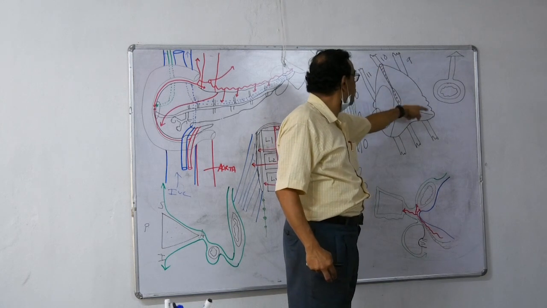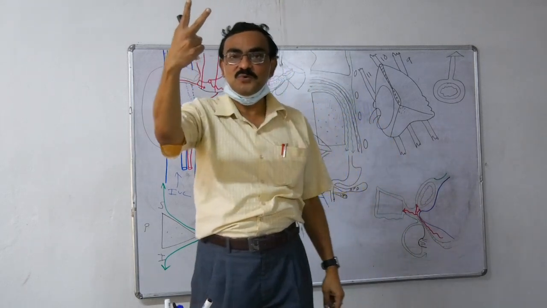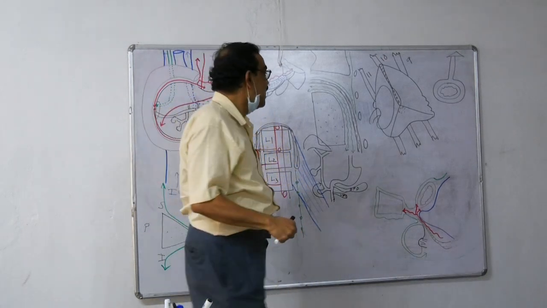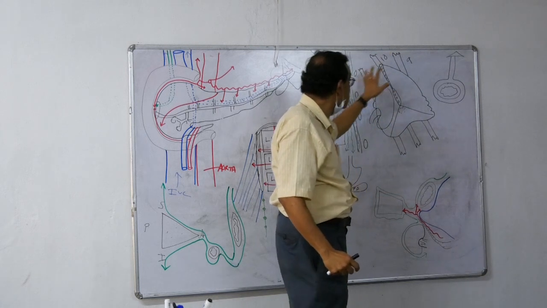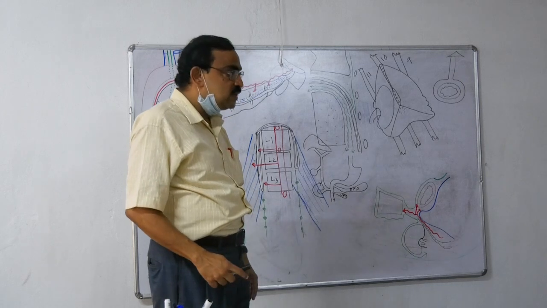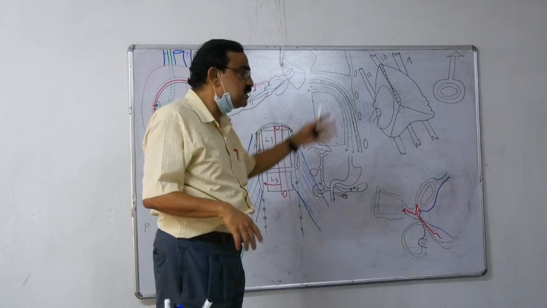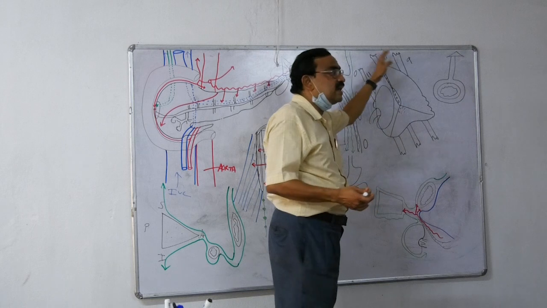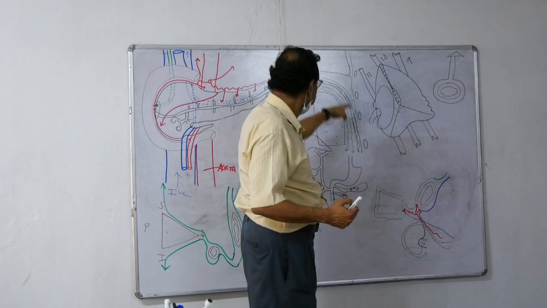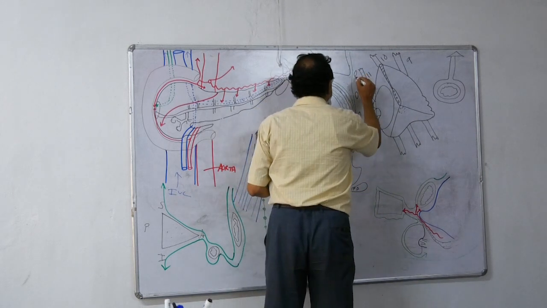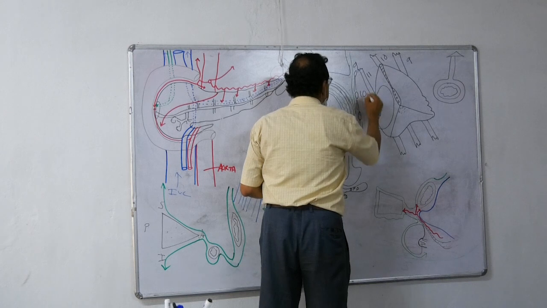One superior border, one inferior border. So it follows the rule of two borders, two ends, and it has got two surfaces. The surface which you can see from inside, if you open the abdominal cavity, is the visceral surface, and another surface is under the coverage of the ribs. These are the ribs, and the intercostal muscle. This is 9, this is 10, this is 11.